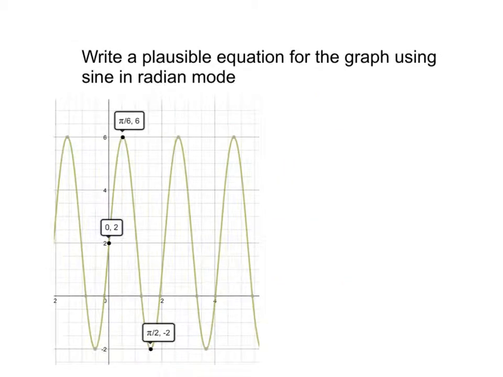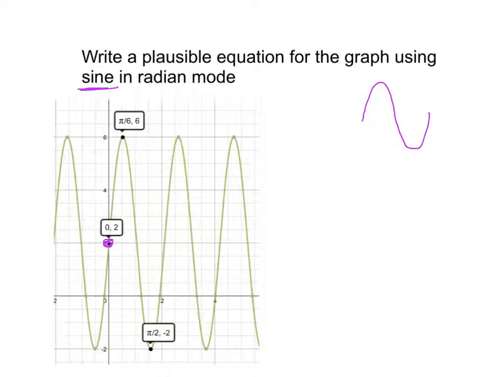So you're going to have 2 of these under one problem. Write a plausible equation for the graph using sine and radian mode. And I'll give you some ideas here. I'll give you some points like I did in this graph. So we have 3 points here. We're using the sine. So mentally, I'm just thinking, first of all, I know the sine looks like that. I just want to see where that starts. And if I look at my graph here, I see it starts right there at 0, 2.